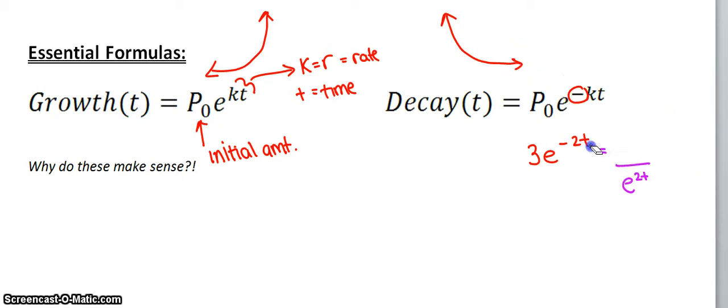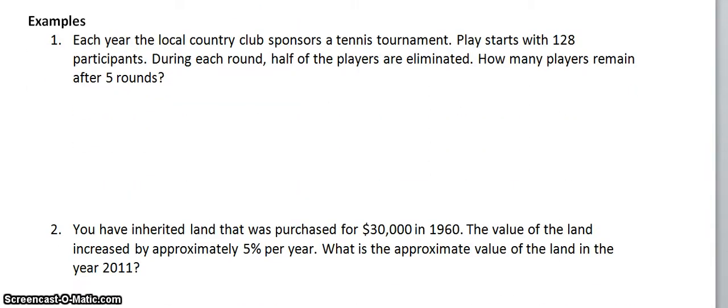Okay, so they're the same formula, except one has a negative sign to make it decay, to make it become that fraction and make it a shrinking factor. P is the initial amount, e represents continuous growth, k is your rate, t is your time. Let's jump to some examples. First, you always want to identify: are you looking at exponential growth or decay? So let's look at one example and determine that.